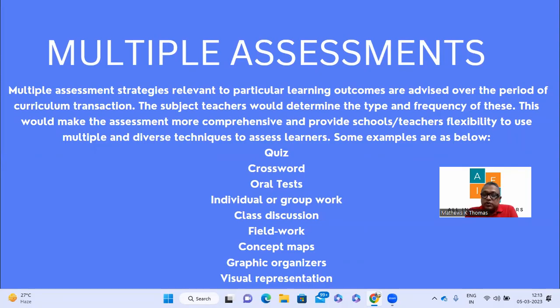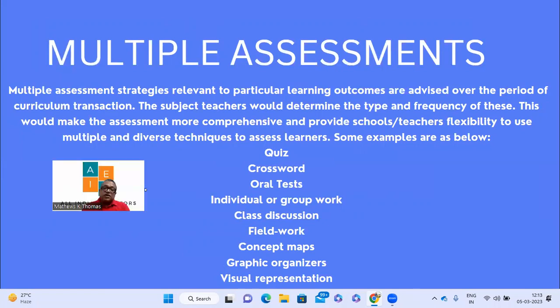So multiple assessment should include anything except for the pen paper. There should not be a pen paper test, because that is what is happening already in periodic test. Now, multiple assessment, you can have a dialogue, you can have a quiz, you can have interaction with them, you can have crosswords, any oral form of testing can be done. You can have class discussions. There can be field work, there can be map work.